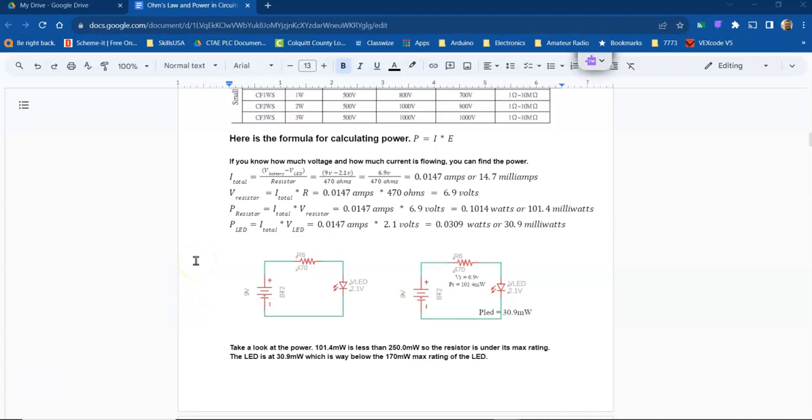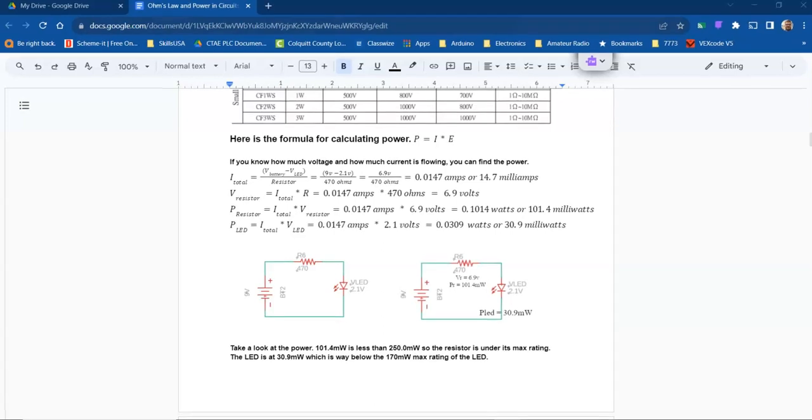Good morning, guys. Today we are doing power. So I'm going to try my best to walk us through this with the pen.